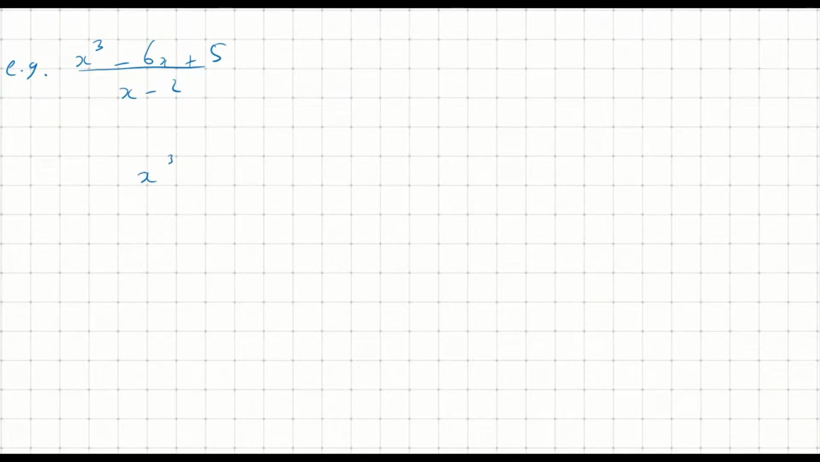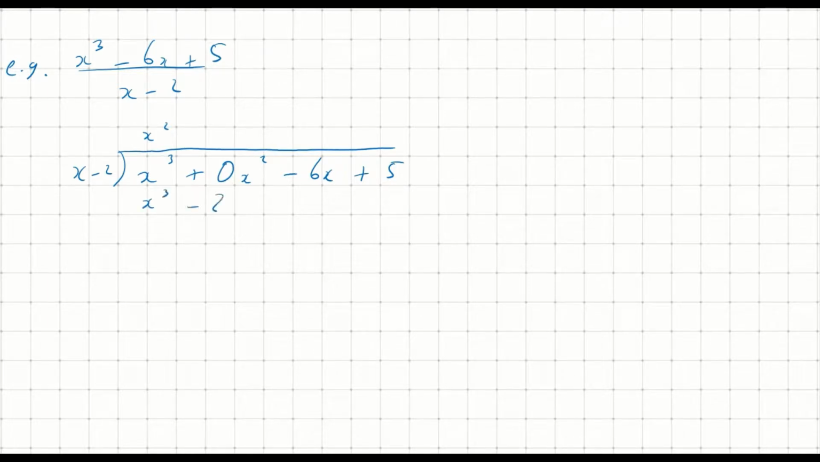x cubed. Now there's no coefficient of x squared. It's often useful to write that as 0x squared when you're doing these. It stops you making errors because, as I said, it's important to line up the columns with our x cubed, x squared, and x's. We're going to divide that by x minus 2. Okay, how many times does x go into x cubed? It goes in x squared times. x squared times x minus 2 is x cubed minus 2x squared. Subtract that from the line above. 0x squared minus minus 2x squared is 2x squared. And you can see why it's useful to have the 0x squared to make sure that the x squareds all line up together. Minus 6x plus 5.